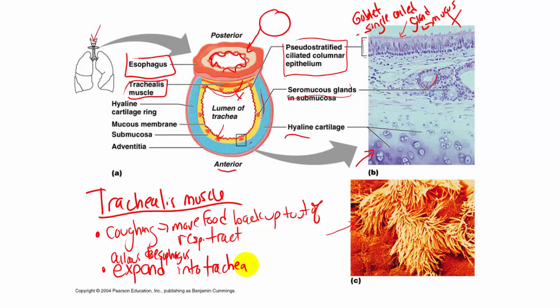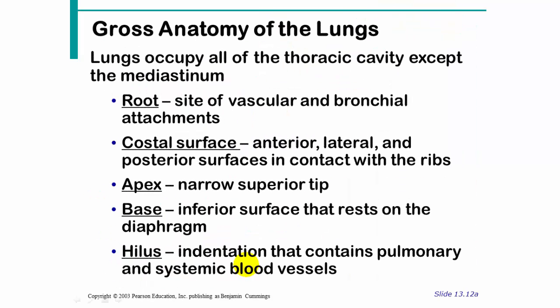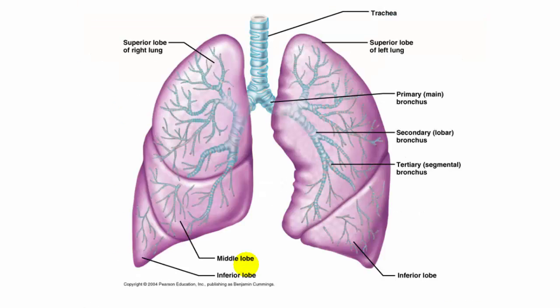Okay, so what we're going to do next is move on. So we're beyond the trachea, we're beyond the primary bronchi, and now we're into the body of the lungs. There's a couple of terms on this page that you might want to take a look at, but I'm going to move on to the next picture and talk about them.